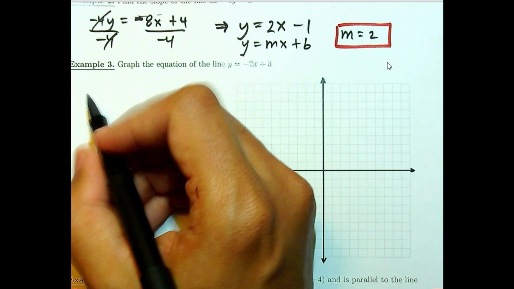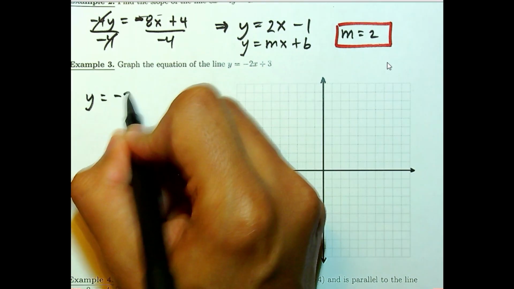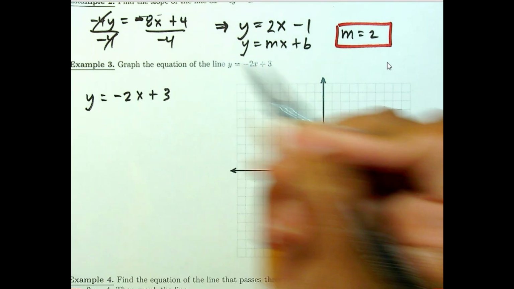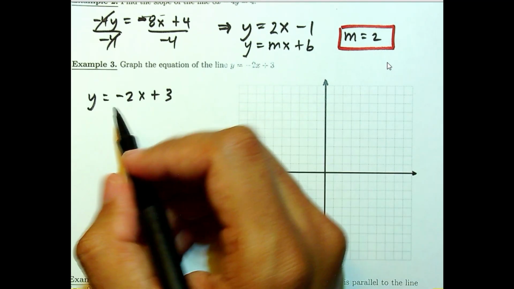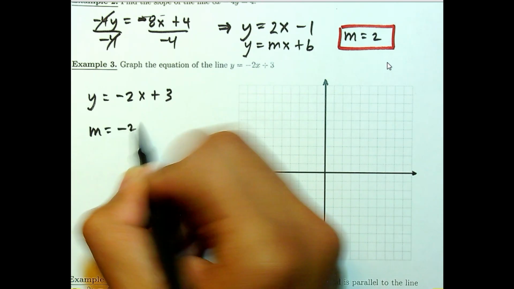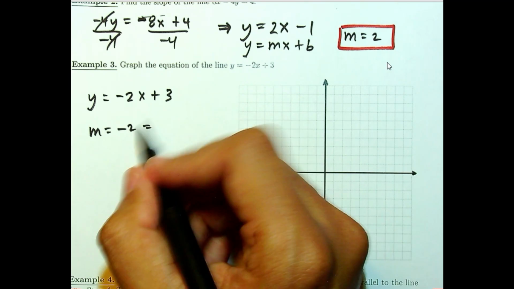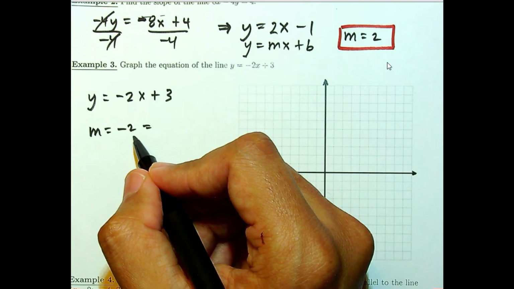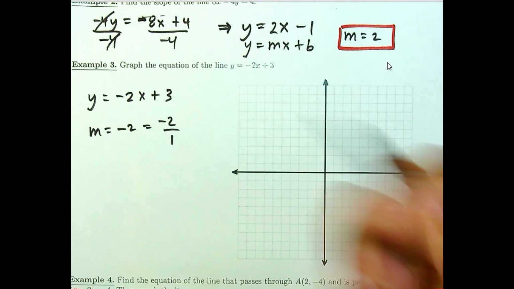So the method consists of, let me write this a little bit bigger. The method consists of thinking 2 things. Thinking of the slope, which in this case is negative 2, as a fraction. Think of the slope as a fraction. Right now it's a whole number, it's not a fraction. So you have to think of it as a fraction by writing it as negative 2 over 1.